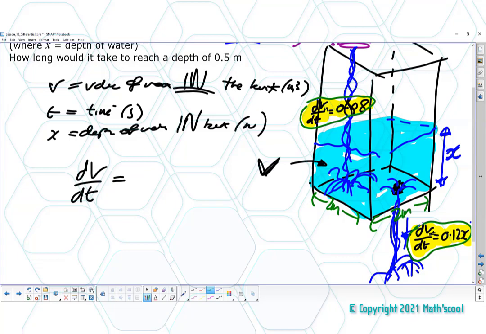Tell me what dV by dt is, Sam. Good. Just do 0.12x to track. Why did you do that? Tell him what the correct answer is then. Yes, this is the stuff going in, so that's positive in terms of volume of water in there. And this is the stuff going out, so it's negative. So it's simple. All we're doing is adding them. This one's negative, that one's positive, we're just adding them together.